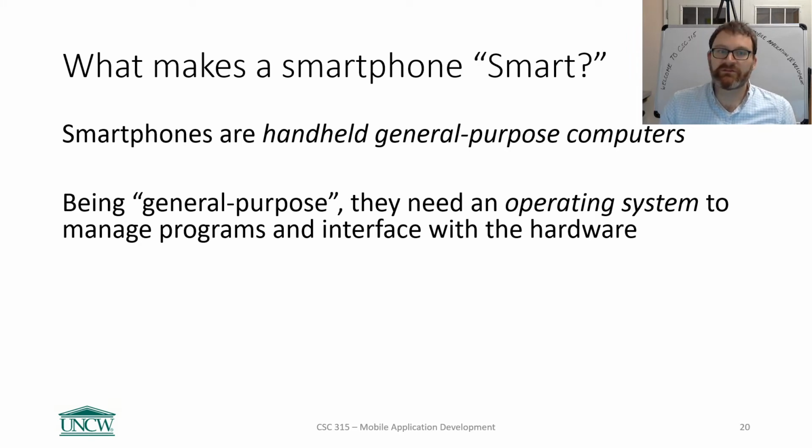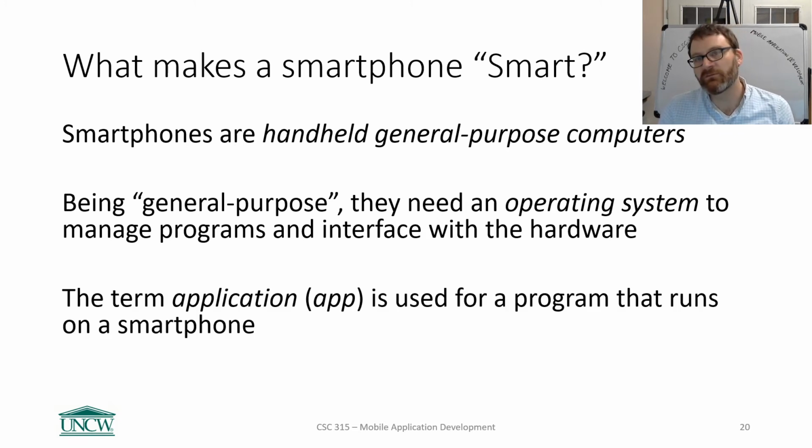Okay, so smartphones have an operating system, just like Windows or Mac OS or Linux. They have an operating system that manages programs and interfaces with the hardware. It provides this interesting layer between the app and the hardware below it. So when you hear the term app, which is of course short for application, what we're talking about specifically is a program that runs on a smartphone. Just like you write Python programs that run on Windows or Mac, depending on what you have, an app is very simply a program that runs on a smartphone.